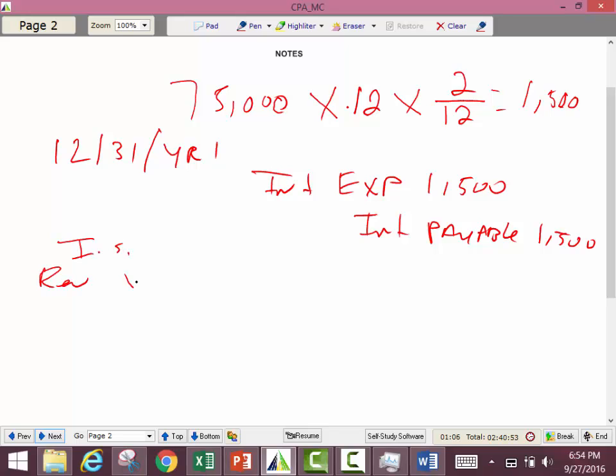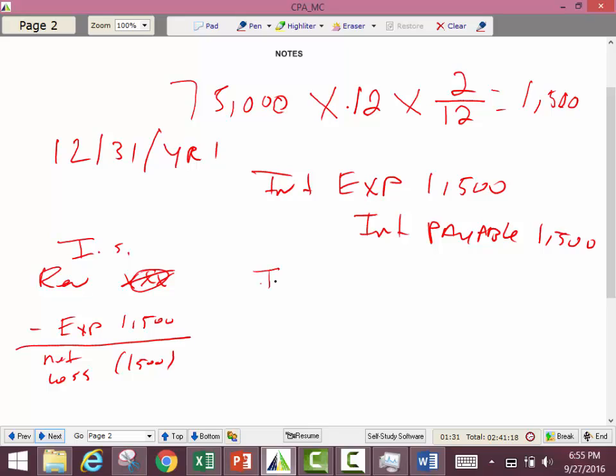Okay, so I go ahead, I prepare my income statement, my revenue minus my expense. Assuming my revenue was 0, let's say, and that was my only expense, so my expense is how much? $1,500, so I have a net loss here of $1,500, don't I? Okay, so then I go ahead and I make my closing entries.